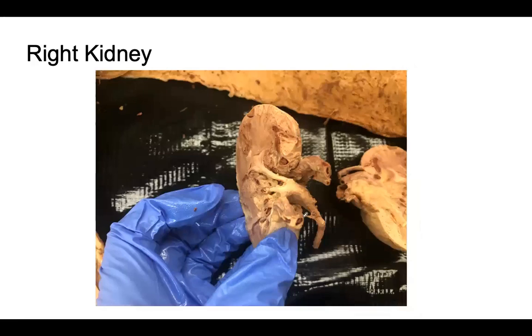Here's a better appreciation of that. So here we can see the cut surface of the kidney here. Here is the ureter, which is the posterior-most structure. Here are the segmental branches kind of coming off in between the ureter and then what would be the vein anteriorly.